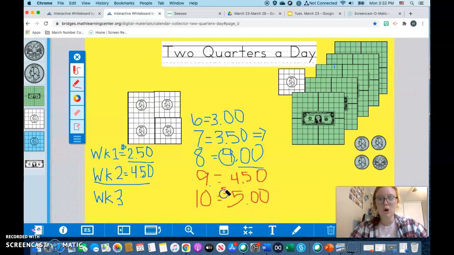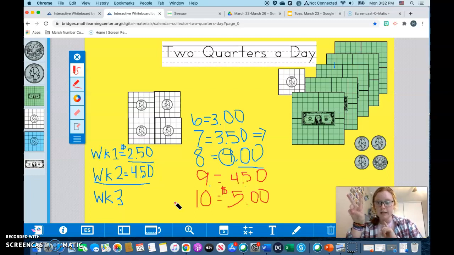I am so excited to see how much money we can collect by the end of the month. We only have like 2 more weeks. So we have this week of collecting, and then we're going to have next week collecting, and then we'll have to put all of our money together and see how much total money we have collected over the month of March.